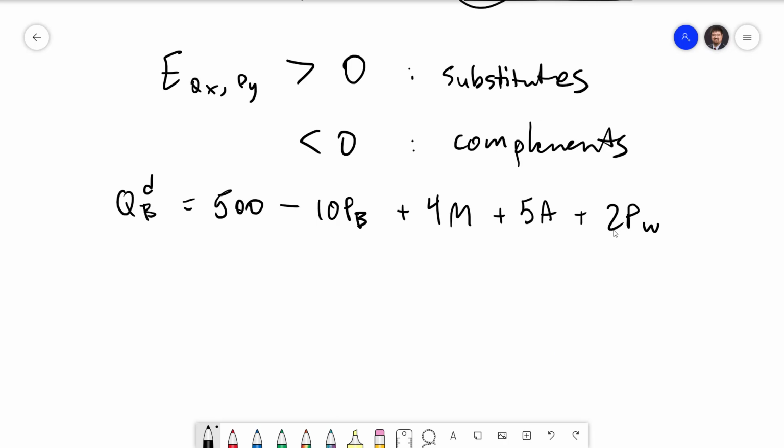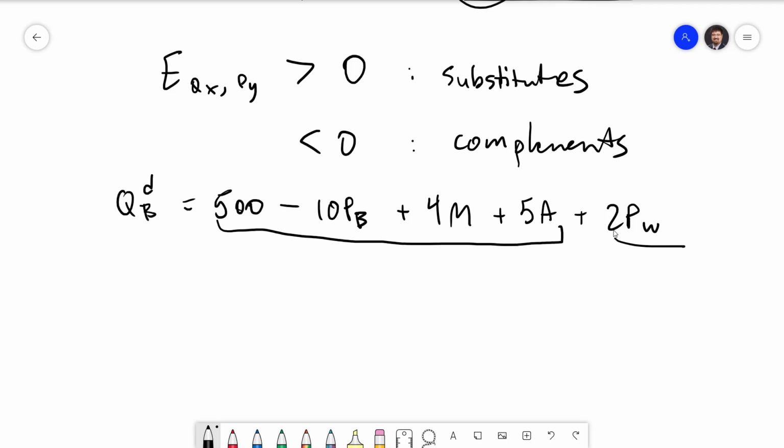Let's look at a quick example using our beer demand function. To figure out the cross-price elasticity, we're going to need to get the partial derivative with respect to the price of wine this time, since that is our other good here. Again, this is quite simple to do because there's no PW in this whole first part of the equation, so none of that is going to matter. It's all going to drop out in the partial derivative.